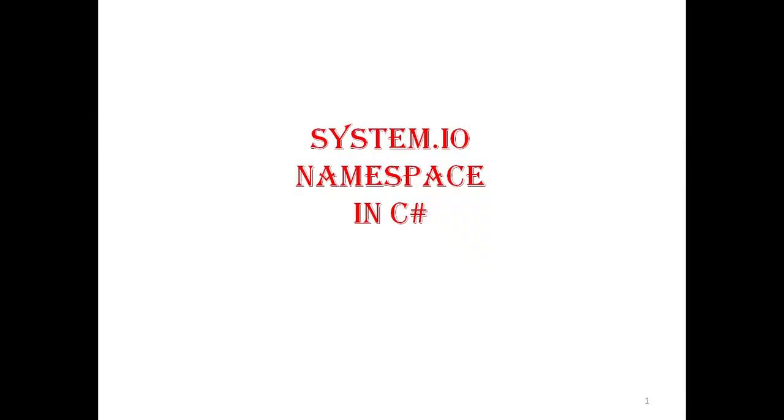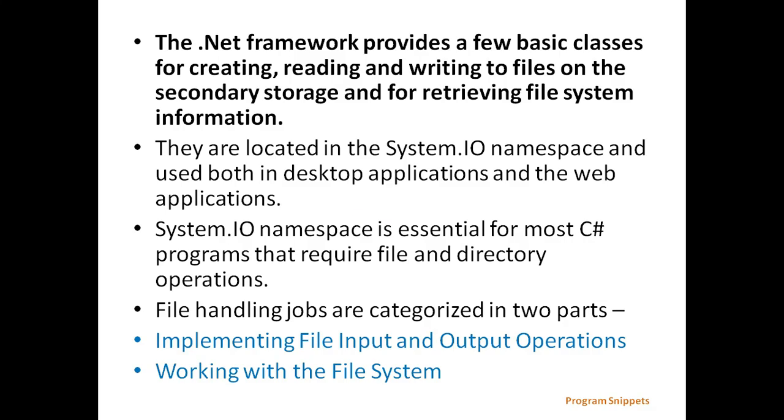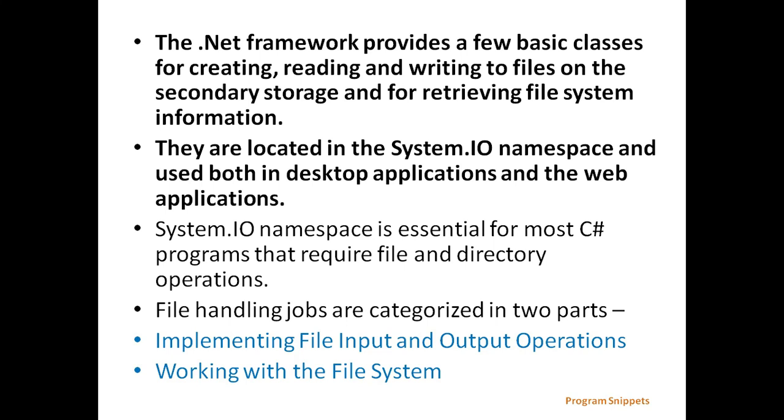Here we will see System.IO namespace in C#. The .NET framework provides a few basic classes for creating, reading and writing to files on the secondary storage and for retrieving file system information. They are located in the System.IO namespace and used both in desktop applications and web applications.